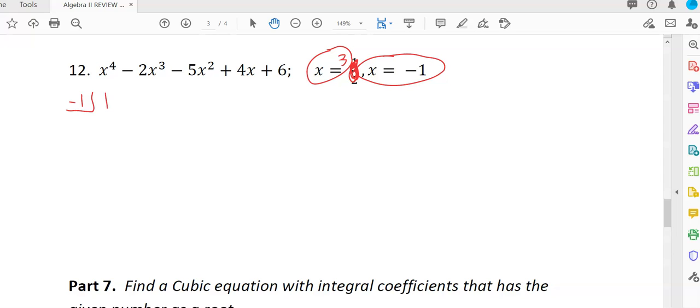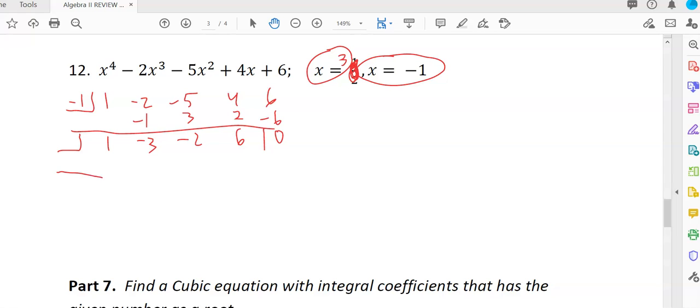Okay, so 1, negative 2, negative 5, 4, and 6. So what should happen, I should get a remainder of 0, right? So if I don't, you kind of know you made a mistake. 3, negative 2, 2, 6, negative 6, 0. Okay. So once you get 0, we took negative 1 out. So now I like to put this box right there, draw the line right up until the remainder line, and do synthetic division again on my answer now.